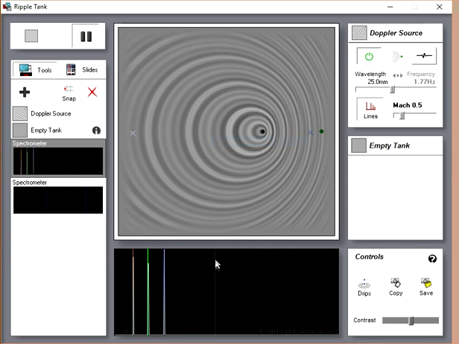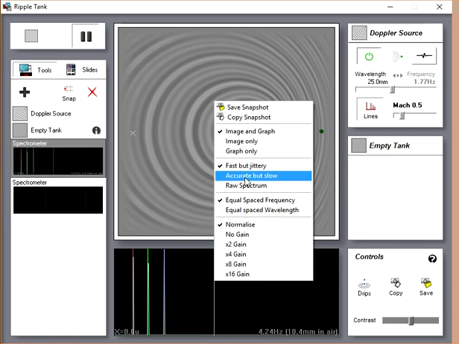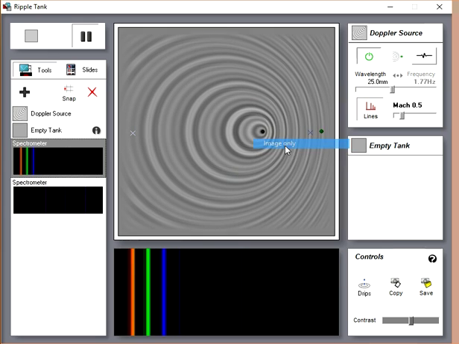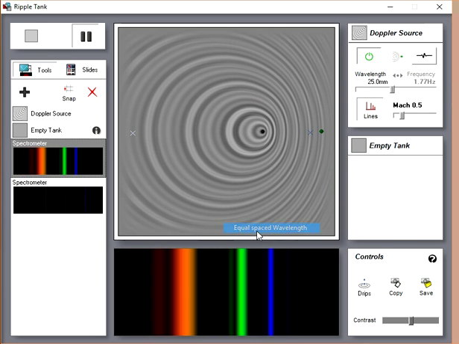The spectrometer's got several settings for showing graphs or just the colours, and for faster or more accurate measurements, and for linear by frequency or by wavelength.